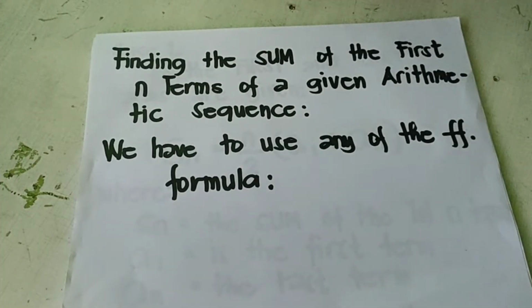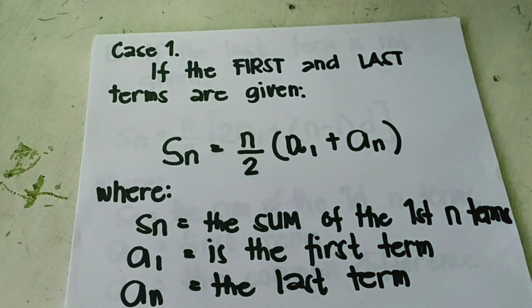Okay, let's go guys and let's start our discussion for Mathematics Grade 10. Hello grade 10, welcome to our topic. So this is Mathematics grade 10, and the title of our discussion is all about finding the sum of the first n terms of a given arithmetic sequence. In this topic, we have two formulas that we can use for the problems that your teachers will give you. Okay, first case, which is the first formula we can use.